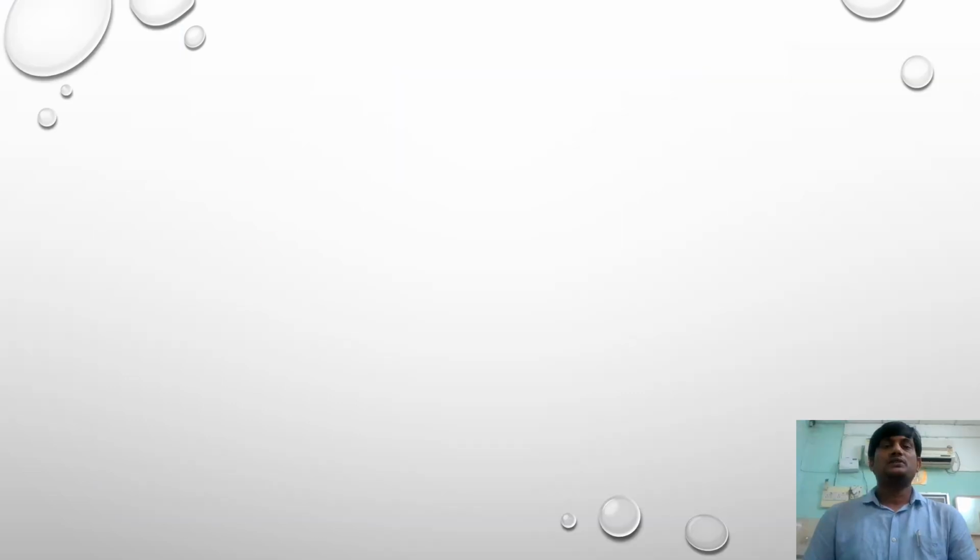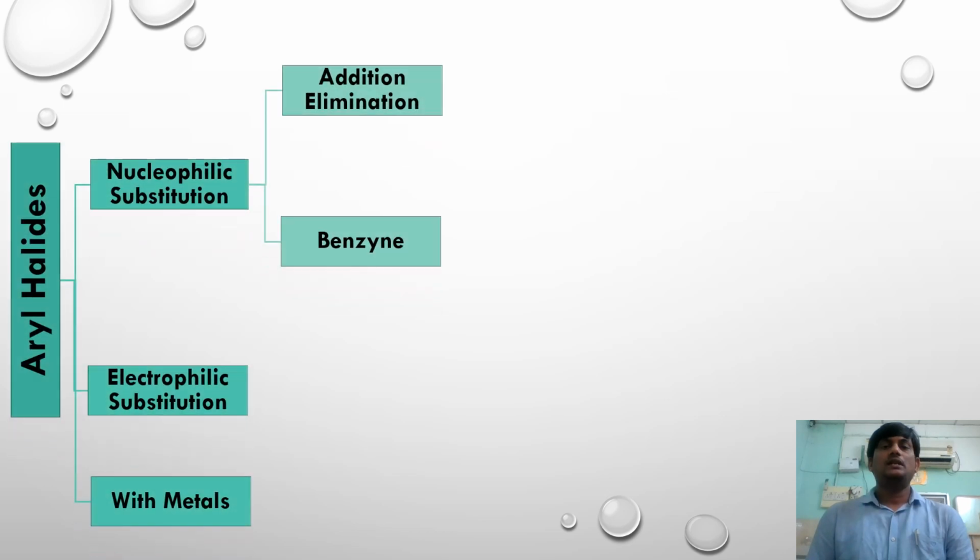The chemical properties of aryl halides. Aryl halides exhibit nucleophilic substitution reactions, electrophilic substitution reactions, and they also react with metals. Based on mechanism, nucleophilic substitution reactions of aryl halides are classified into addition-elimination and benzyne mechanisms.